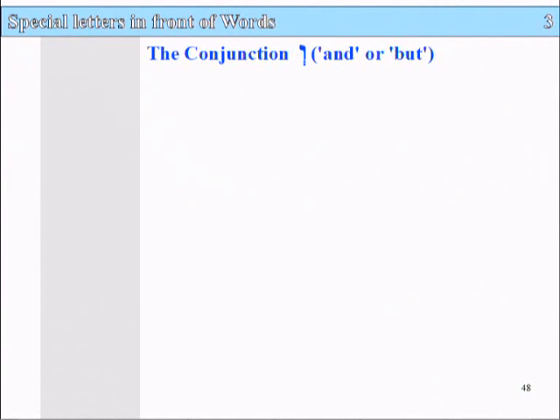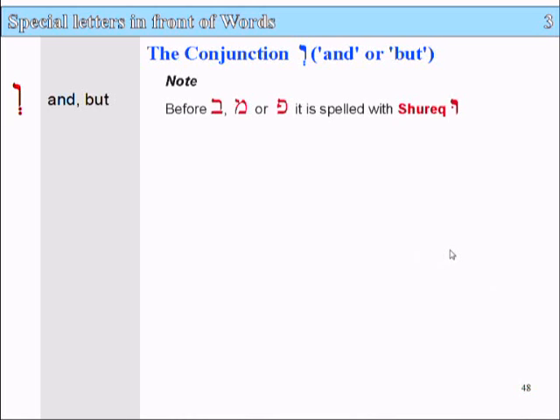Slide 48, Lesson 3, Special letters in front of words. The conjunction vav continued. And the conjunction vav means and or but. Now, when we add the and or the vav in front of words, if those words begin with a bait, a mem, or a pay, it is spelt with a shurek.